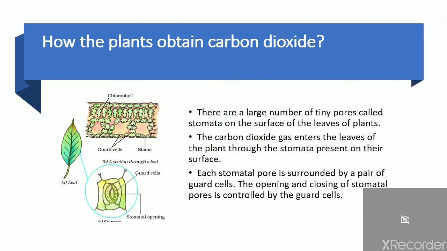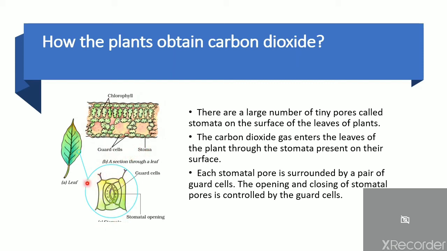Now, how do the plants obtain carbon dioxide? Carbon dioxide and water are the two essential requirements for the process of photosynthesis, and apart from that, they require chlorophyll and sunlight. So how does carbon dioxide enter the plants? How do they take it in? Let's see this. Now, this is a picture of a leaf. When seen under an electron microscope, we can see the chlorophyll, guard cells, and the stoma.